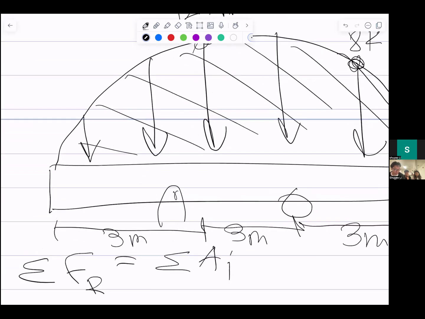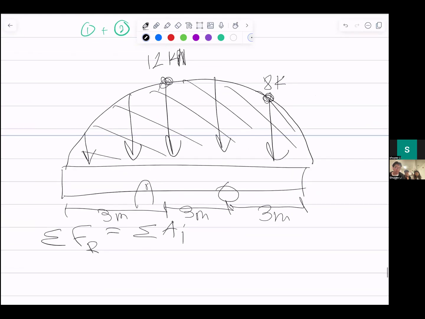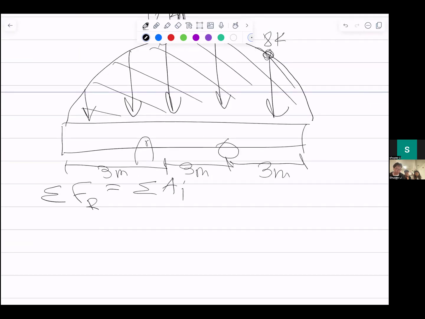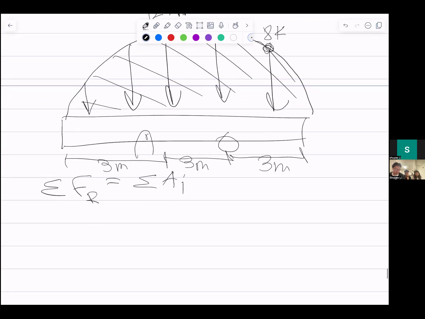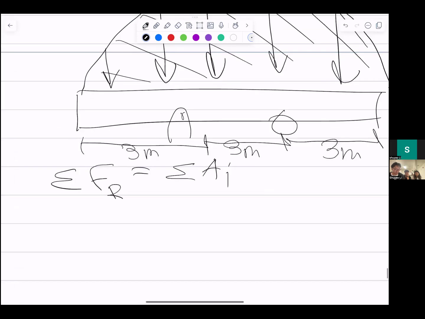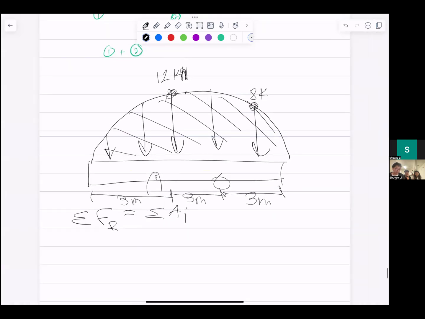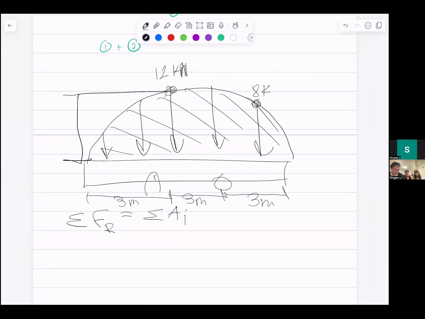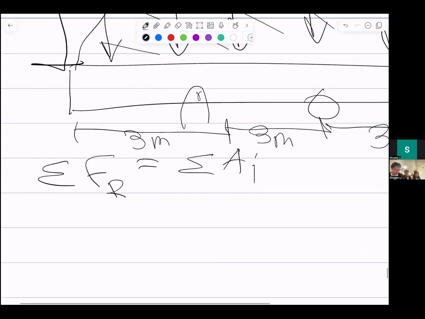And an easier way to find it would be to split it into shapes that we are comfortable with, and to then find the area of each section, however you sectioned it off. Here would be 12 kilonewtons, and then this side would be 8 kilonewtons. Then you would find the area under here, and after adding them up, that would be your distributed force or resultant force.